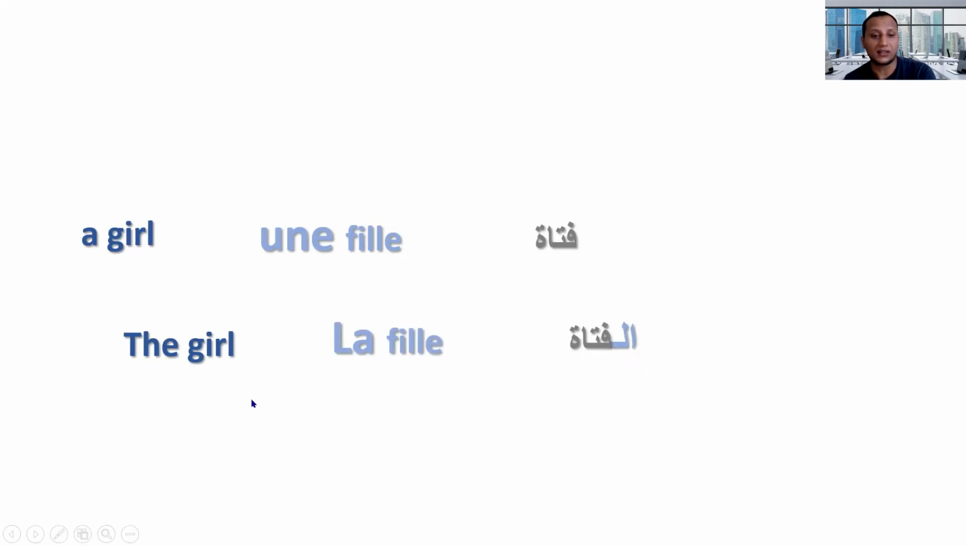The definite article, al-fatat. Next, the plural of this example, the girls. Les filles. In Arabic, al-fatayat. Check here with me carefully. The plural noun of al-fatat is al-fatayat. Again, the girls, les filles, الفتيات. The girl, la fille, الفتاة. A girl, une fille, فتاة.